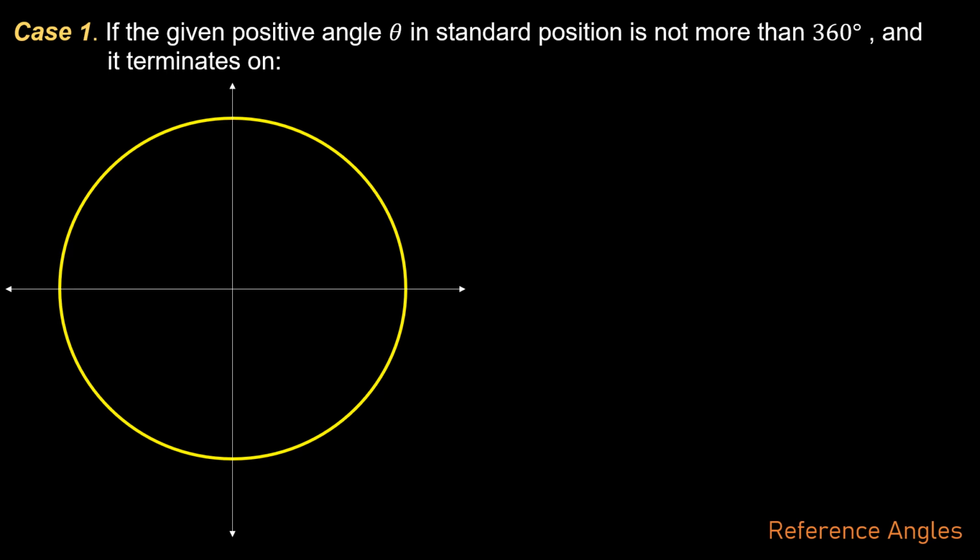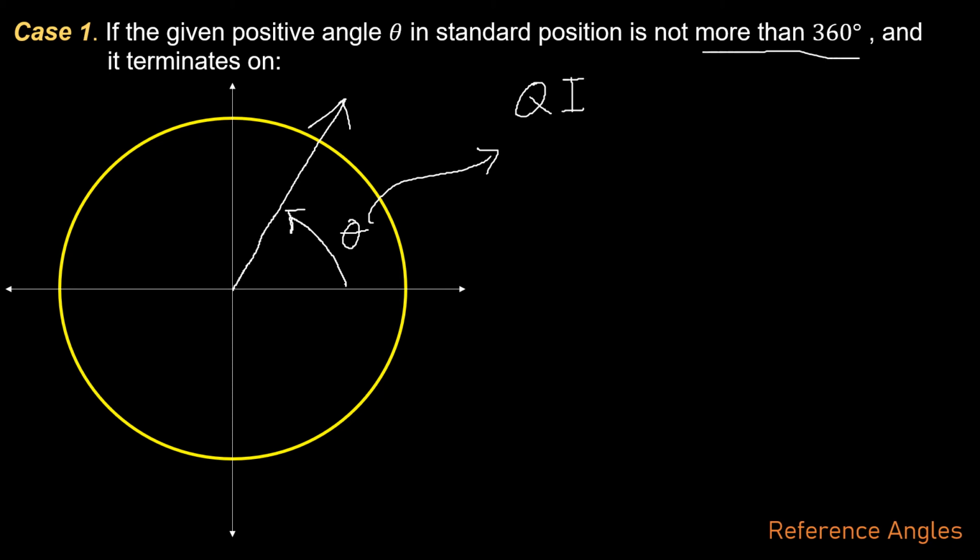Let's start with quadrant 1. Suppose there is an angle that moves counterclockwise and stops or terminates at quadrant 1. How do we know its reference angle? This given angle theta is itself the reference angle. Remember that when an angle terminates in quadrant 1 and is not more than 360 degrees, that is just between 0 to 90 degrees, then that angle itself is already the reference angle. For example, a 2-degree angle in standard position is itself the reference angle.